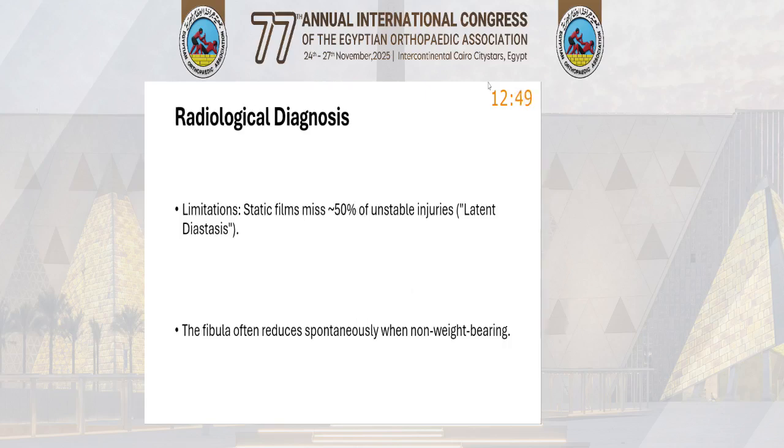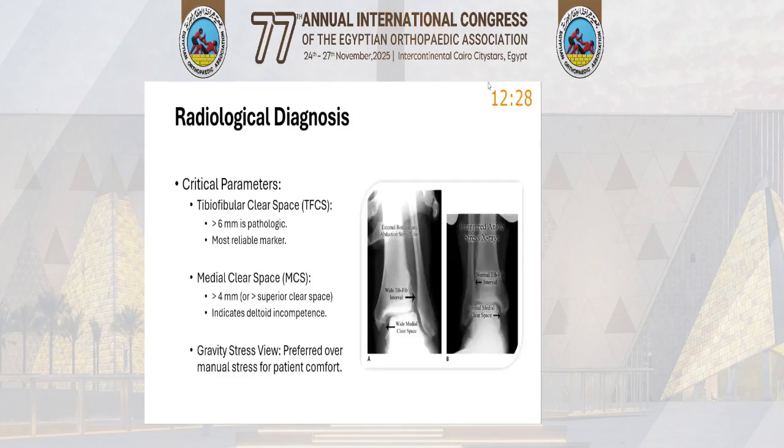About the X-ray, please remember if you do a standard non-weight bearing X-ray, then you are going to lose 50% of the unstable injuries, or 50% of the latent diastasis of the syndesmosis, as the fibula often reduces spontaneously in the non-weight bearing position. So you need to do weight bearing X-rays or stressed X-rays. As we can see here, you fix the leg and move the foot into external rotation. The external rotation is the stress view.